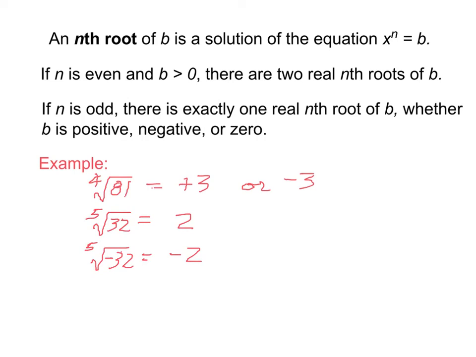And then one more. Let's say we've got the sixth root of negative 1. Well, in this case, n is even, but b is negative. So therefore, there is no solution for this, because you cannot come up with a number that will give you the sixth root and have it come out to be negative. So there is no real solution for this, okay? So no solution.